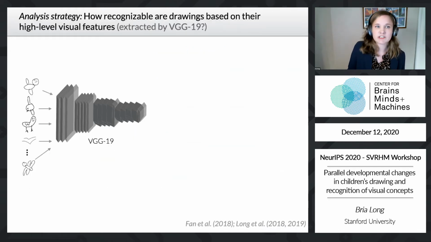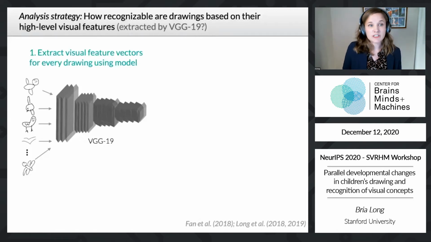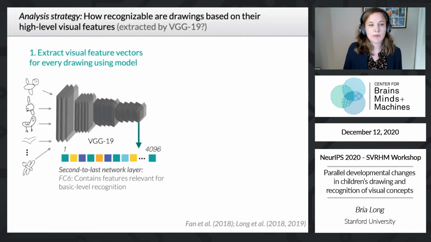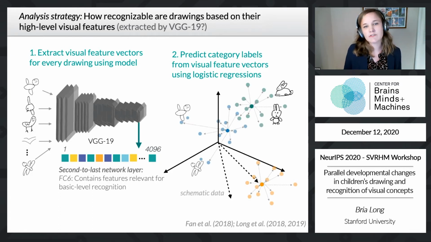So our analysis strategy is going to be to ask how recognizable drawings are based on their high-level visual features as extracted by VGG19. We're going to extract visual feature vectors for every drawing using our model, taking activations from the second to last network layer, or FC6, which you know from prior work contains the features relevant for basic level recognition. And then we'll predict the category labels of held out drawings from these visual feature vectors using logistic regressions, akin to embedding all of these drawings in a high dimensional feature space, as illustrated here.